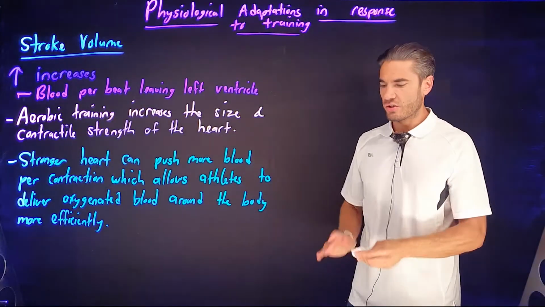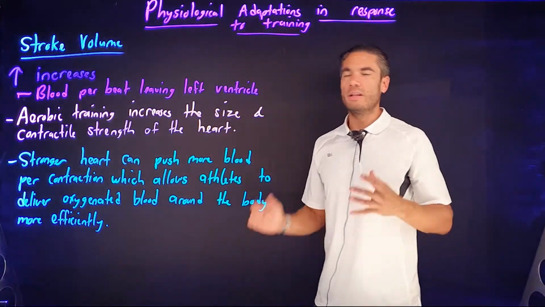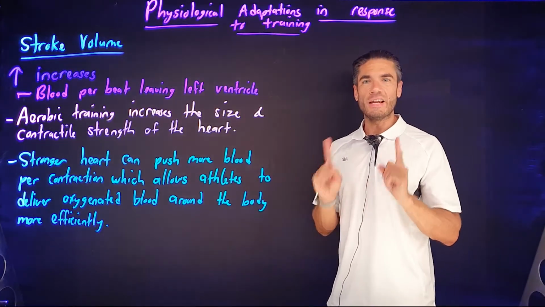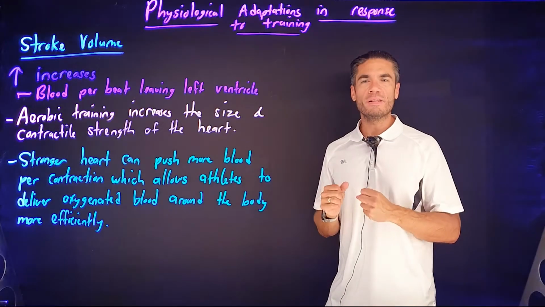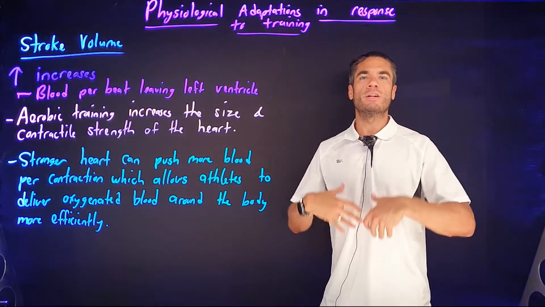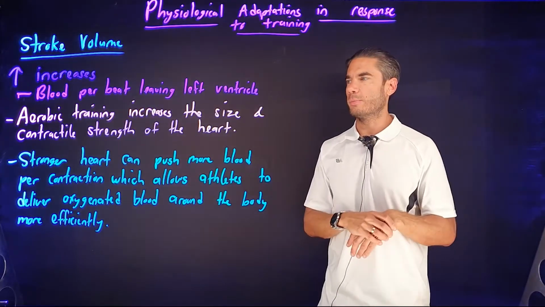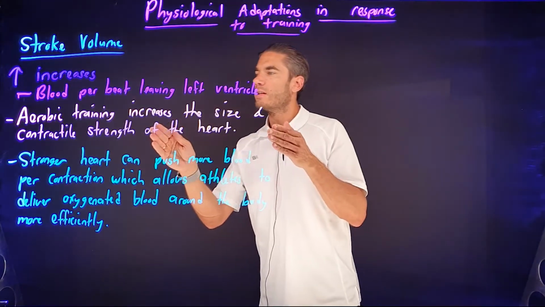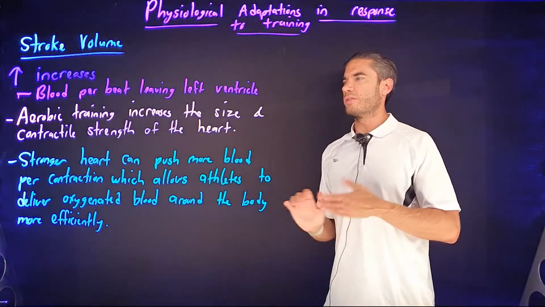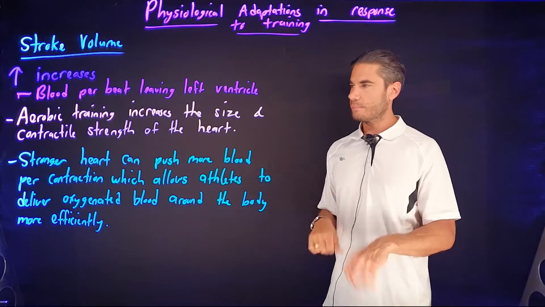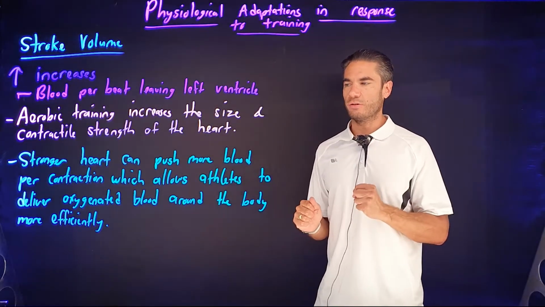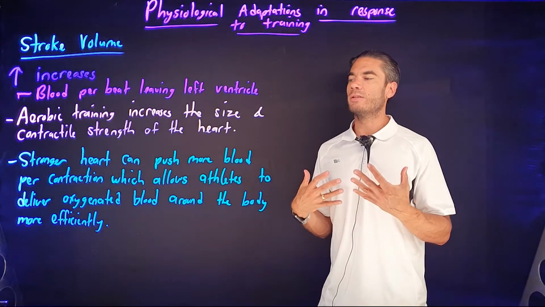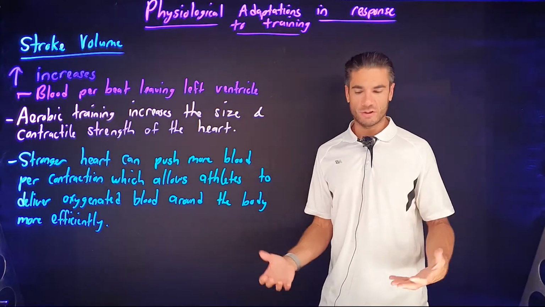All right, so the next one is stroke volume. So in a nutshell, what does our stroke volume do? It increases. Stroke volume is the blood per beat leaving your left ventricle of the heart to then go through the aorta to the rest of your body. All right. Same thing as before, aerobic training increases the size and contractile strength of the heart. A stronger heart can push more blood per contraction, which allows athletes to deliver oxygenated blood around the body more efficiently.